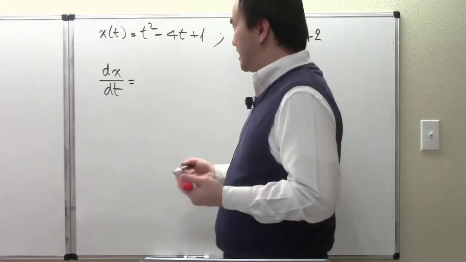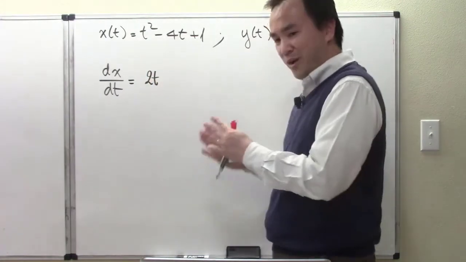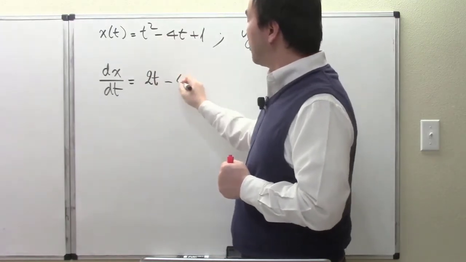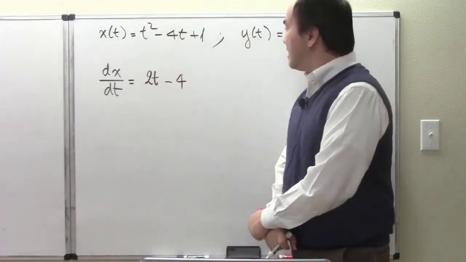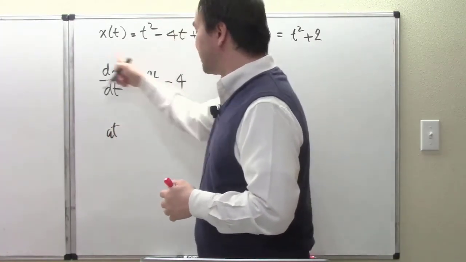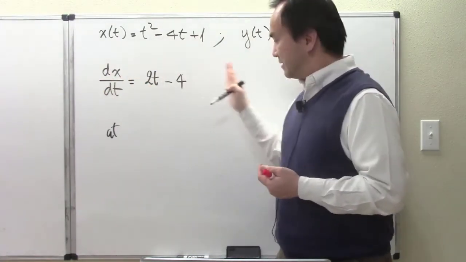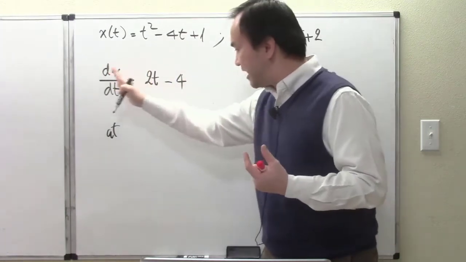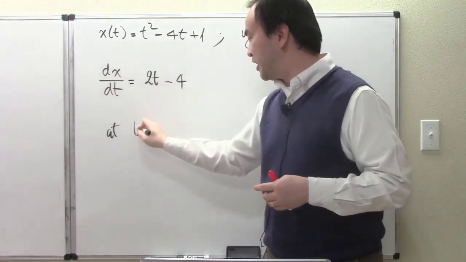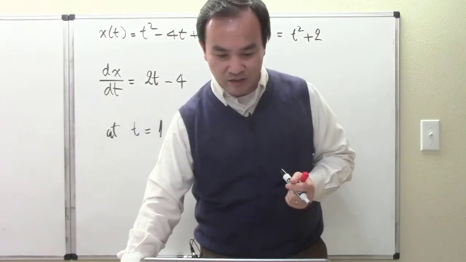So dx/dt, or x prime, is going to be easily 2t, and this is where we really apply our calculus understanding. So we get 2t minus 4. That's my dx/dt. This is the general formula that regulates the instantaneous horizontal velocity at any time instant. But now particularly at t equals 1, that's what the question was looking for.